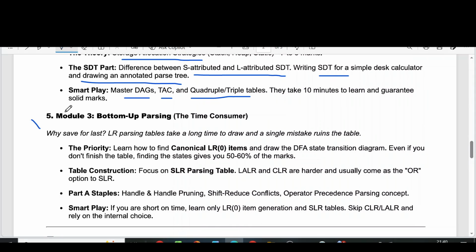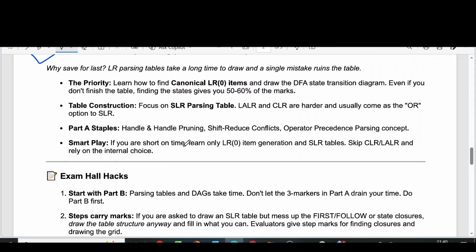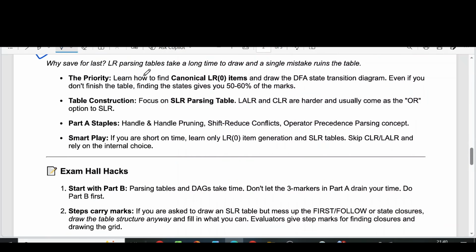Then come to module 3, bottom-up parsing. In that, the priority questions are learn how to find the canonical LR(0) items and draw the DFA state transition diagram. Then table construction, focus on the SLR parsing table. Then other questions are handle and handle pruning, shift reduce conflicts, and operator precedence parsing concept. So from this, you have to learn LR(0) and SLR tables.